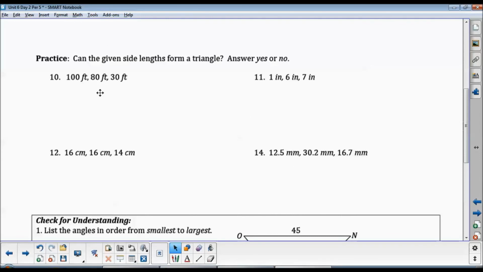Alrighty, so a couple practice problems here. Can these make a triangle? Answer yes or no. So all of these, you should figure out what is your C first, and then go ahead and figure out what it is. So go ahead and pause the video and work out these examples, and we'll check your answers when you get back.